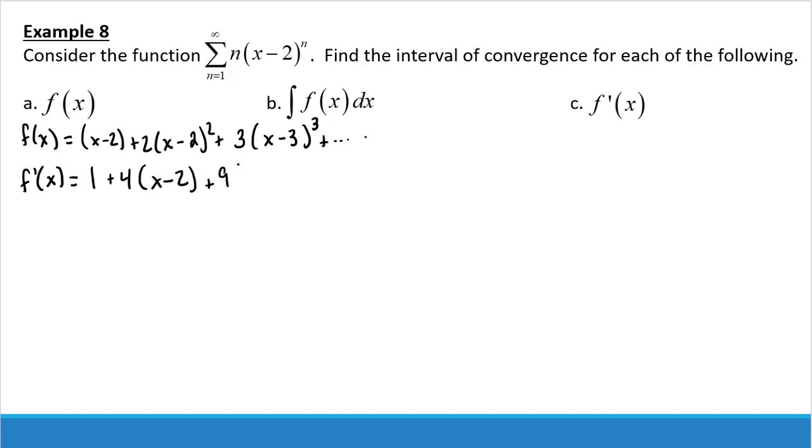Now, of the general term, if I were to take the derivative of this general term, I would get n squared times x minus 2 to the n minus 1. This should be a 2. I think I was worried about the 3. We're going to need that, so that's why I did that.